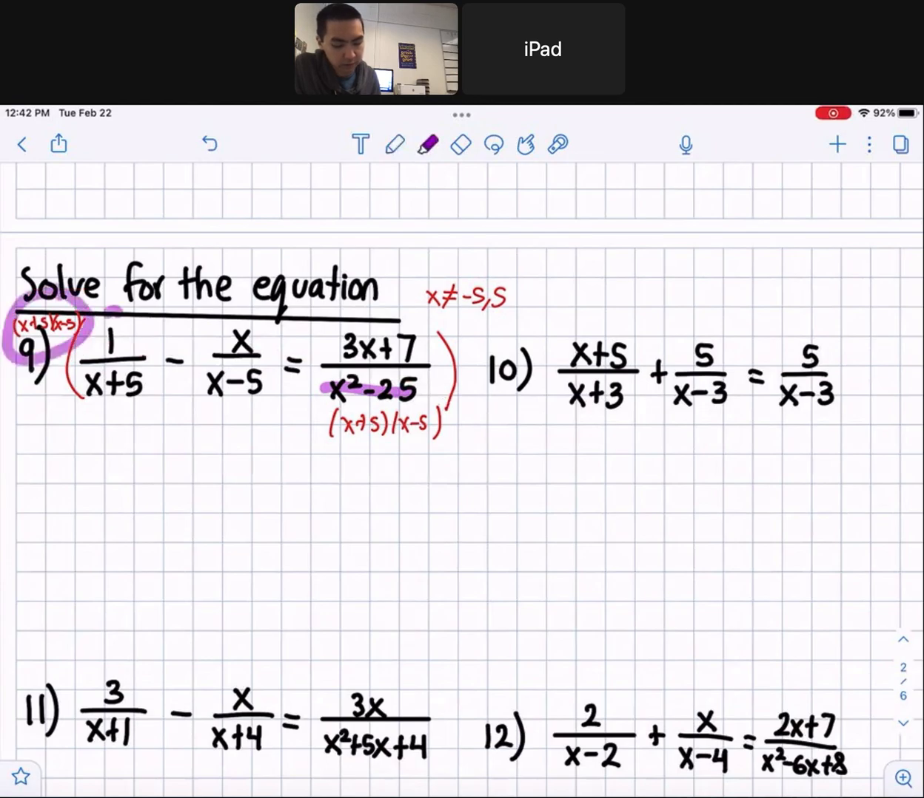So if we multiply this times this, you guys, the x plus 5's cancel, which only gives you x minus 5. Next, if you guys multiply this to this, the x minus 5 cancel, so all you have left is the negative x and the x plus 5. So negative x times x plus 5. And then this times this, you guys, well, all this stuff cancels, so all you have left is this 3x plus 7.